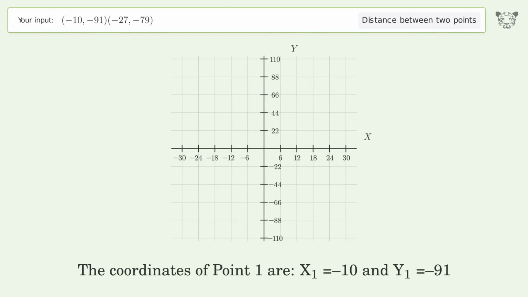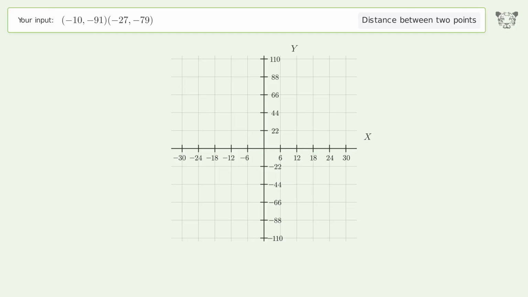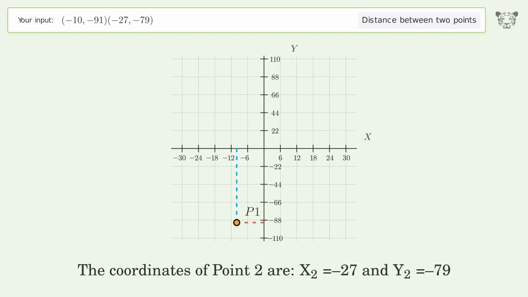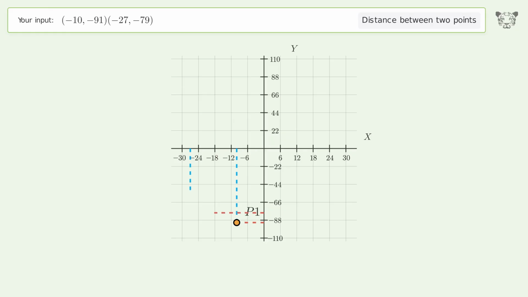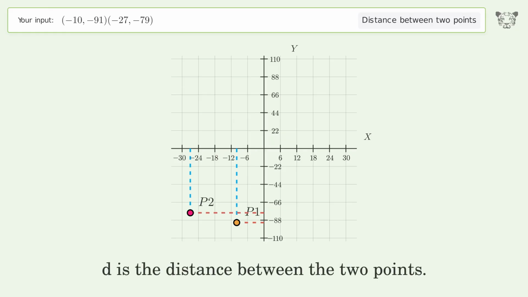The coordinates of point 1 are x1 equals -10 and y1 equals -91. The coordinates of point 2 are x2 equals -27 and y2 equals -79. D is the distance between the 2 points.